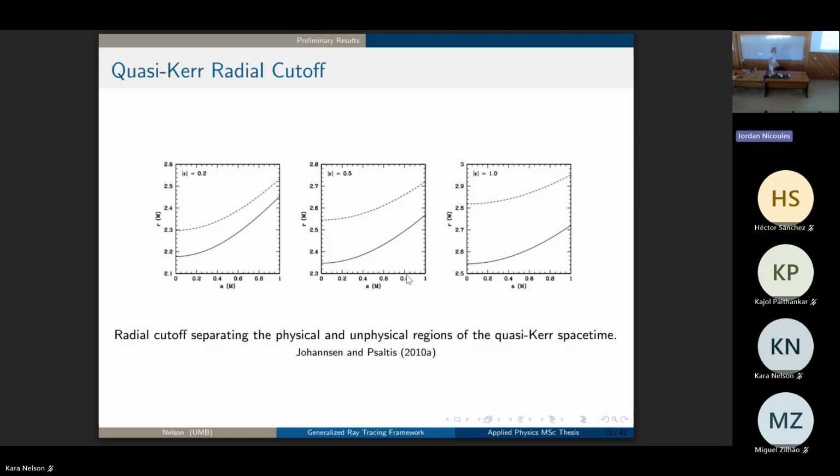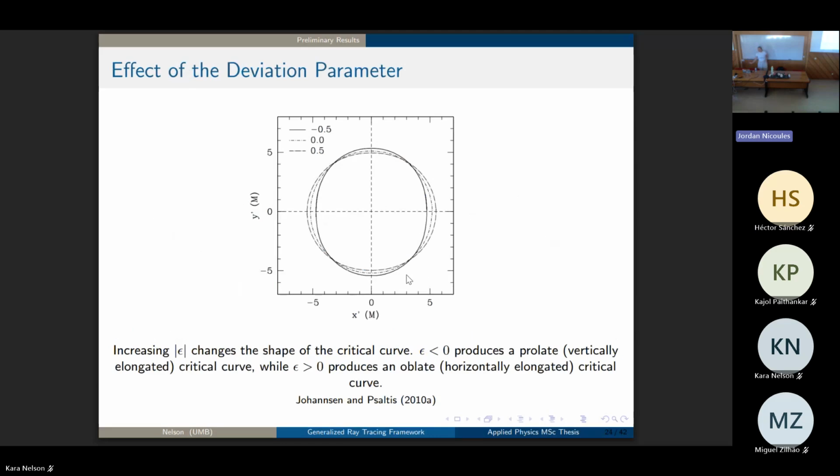So basically the whole idea is that once you get past a certain radius, it doesn't look very physical anymore, you can't really trust what's going on. So we've developed a function that adapts this radial cutoff for whatever spin and whatever epsilon requires. So just keep that in mind when you see the results, because again, it's not perfect yet.